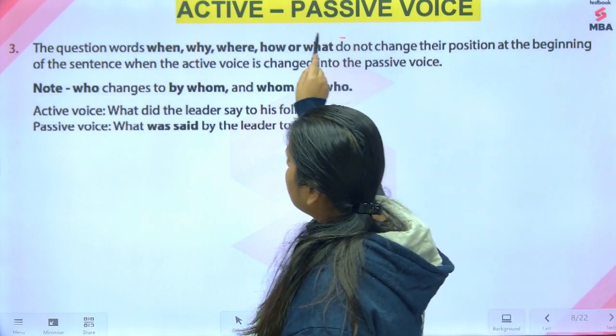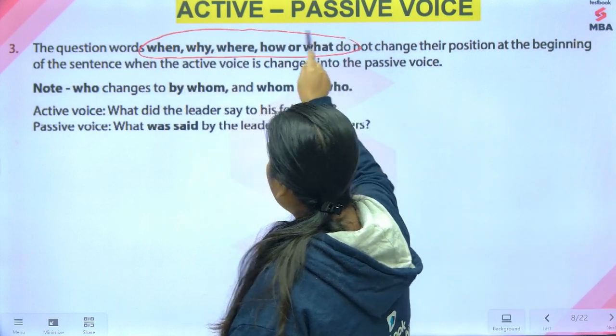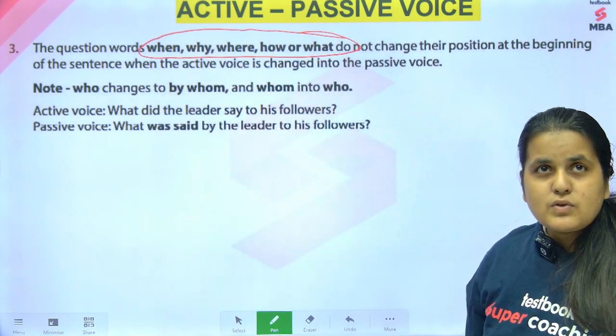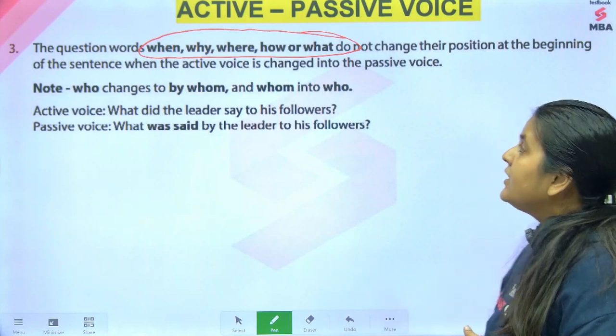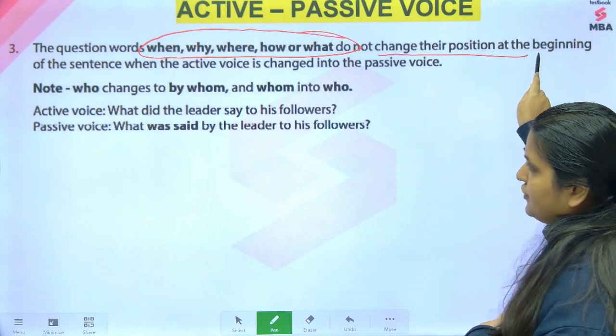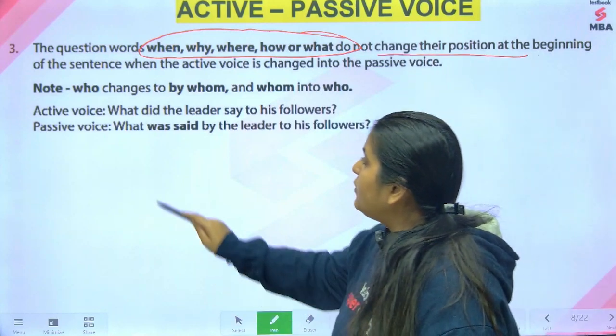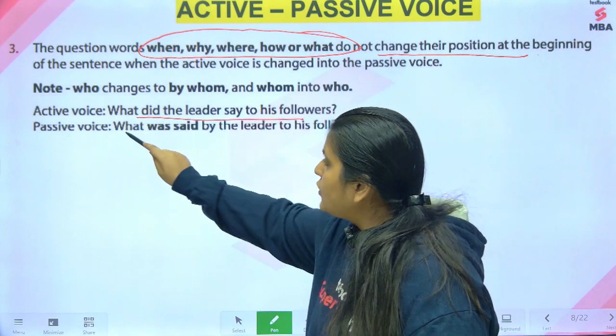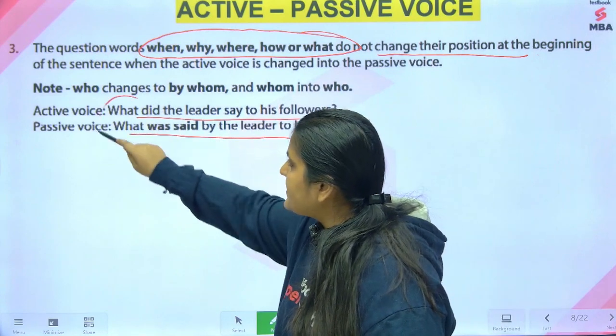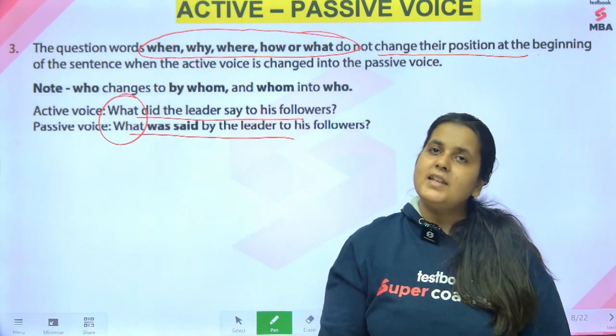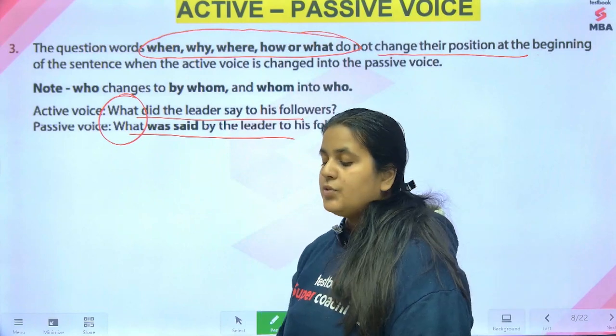If the question words are when, why, where, how or what, in these cases they do not change their position. Okay, for example, what did the leader say? What was said by the leader? पर what वैसे ही रहेगा. Okay, they will also not change their position.